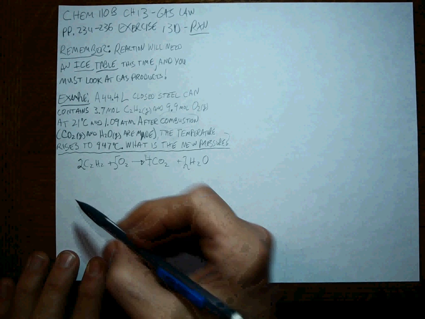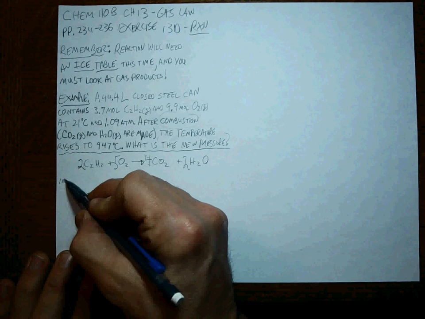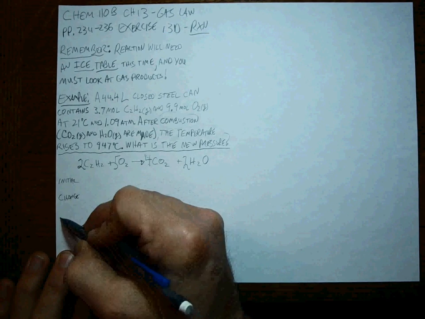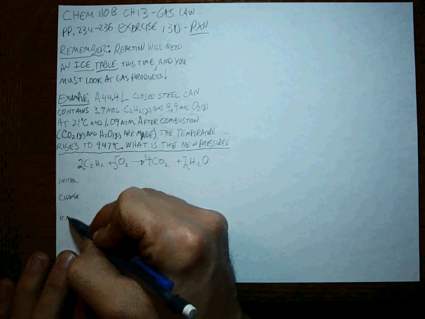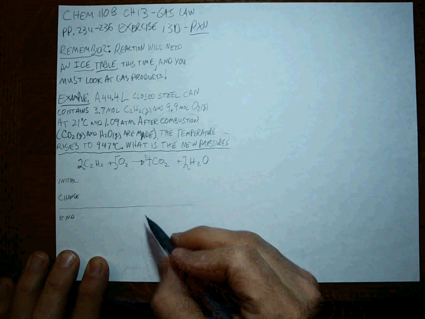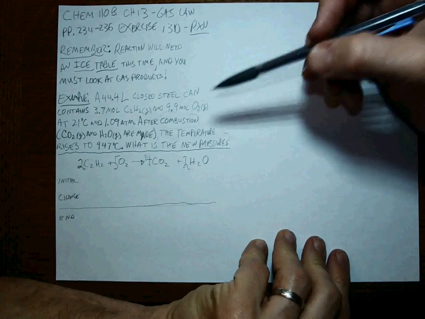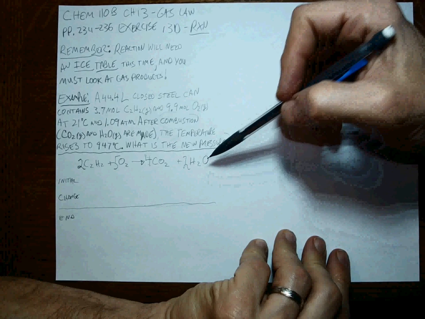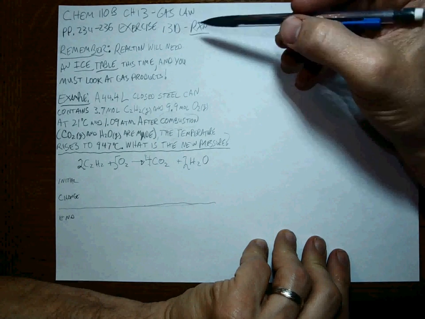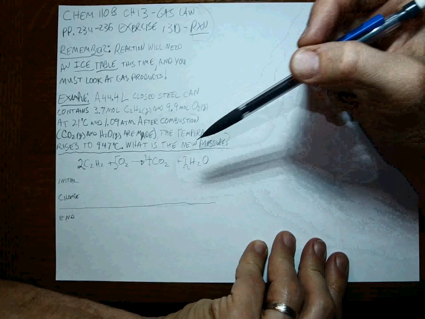Okay, now I told you earlier that you're going to need an ice table, and we'll look at why. Initial, change, end. Okay, now why exactly do we know that we need an ice table? Well, let's think about what we have so far. And just think about the words to the problem. Every time you have a reaction, this is going to happen. If it's a gas law problem from exercise 13, gas law reaction, you're going to have to do this.